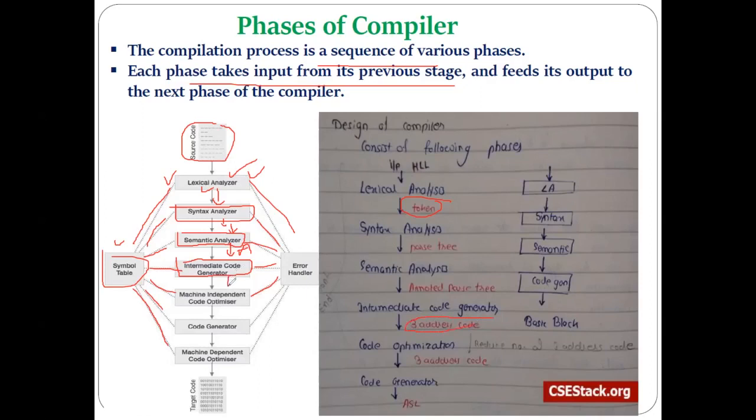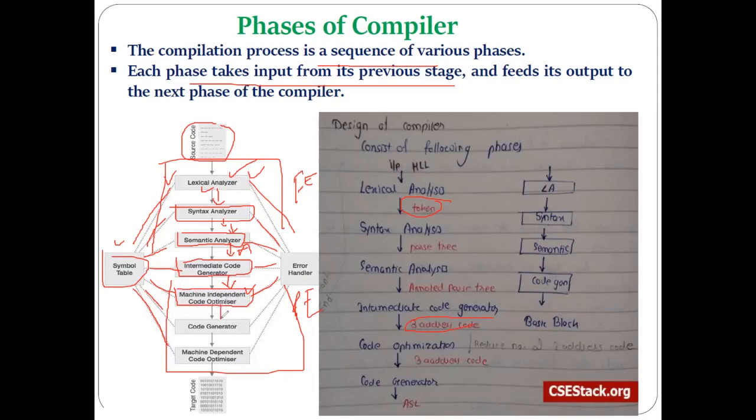Then the intermediate code is given as input to the next phase. This is the back end of the compiler and this is the front end of the compiler. So the output from the intermediate code generation phase is given to the machine independent code optimization, which was the last unit we discussed, where we covered different techniques of optimization. I already told you that.